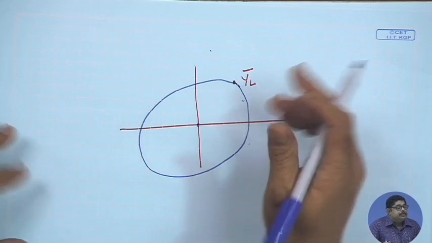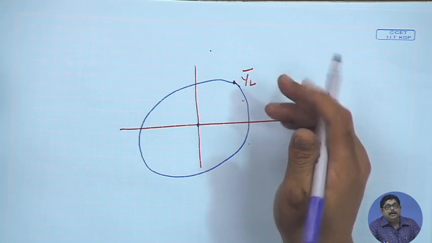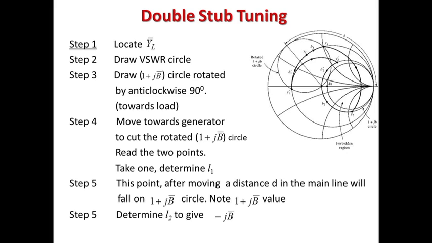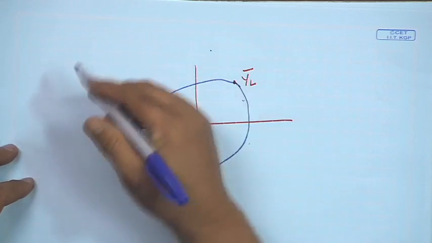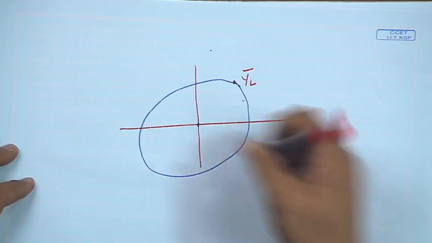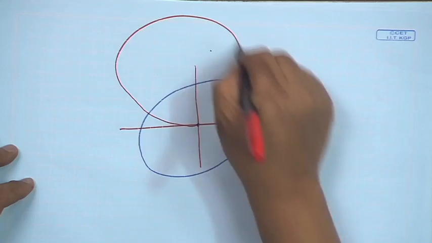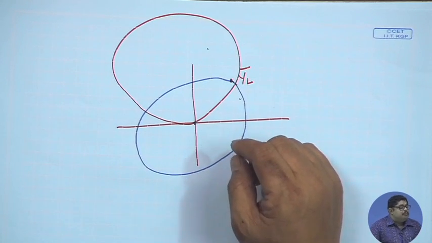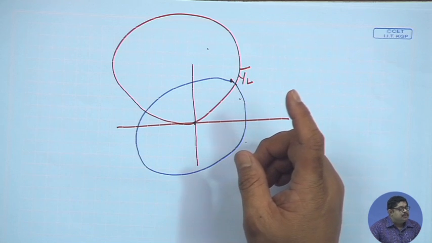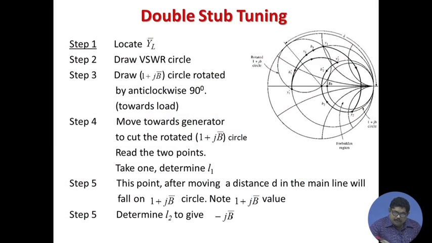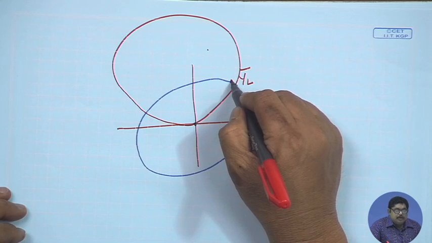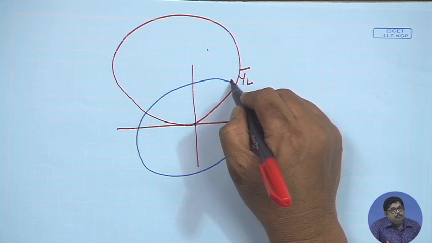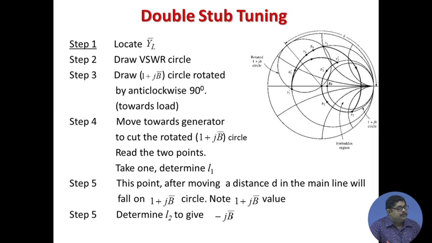Now, if your d is equal to lambda by 8, that means the distance between the two stubs is lambda by 8, you make a 90 degree rotation, that will be something like this. Move towards generator to cut the rotated circle. So, from your load point you move towards generator to cut the rotated 1 plus jB circle.